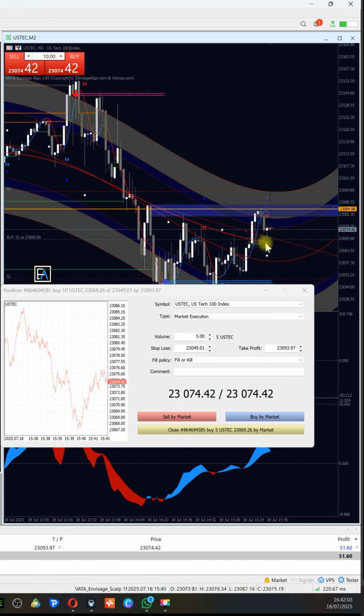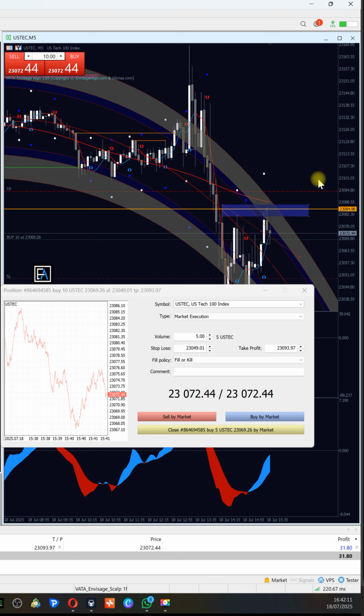So we had a gap and we had the Envisage curve as well, the VATA curve as well, which means that this was a support and that's why it bounced up. Now let's see whether this bounce actually sustains or not. I'm still hopeful that it will come at least here. We're still in minor profit here, trading one lot only.